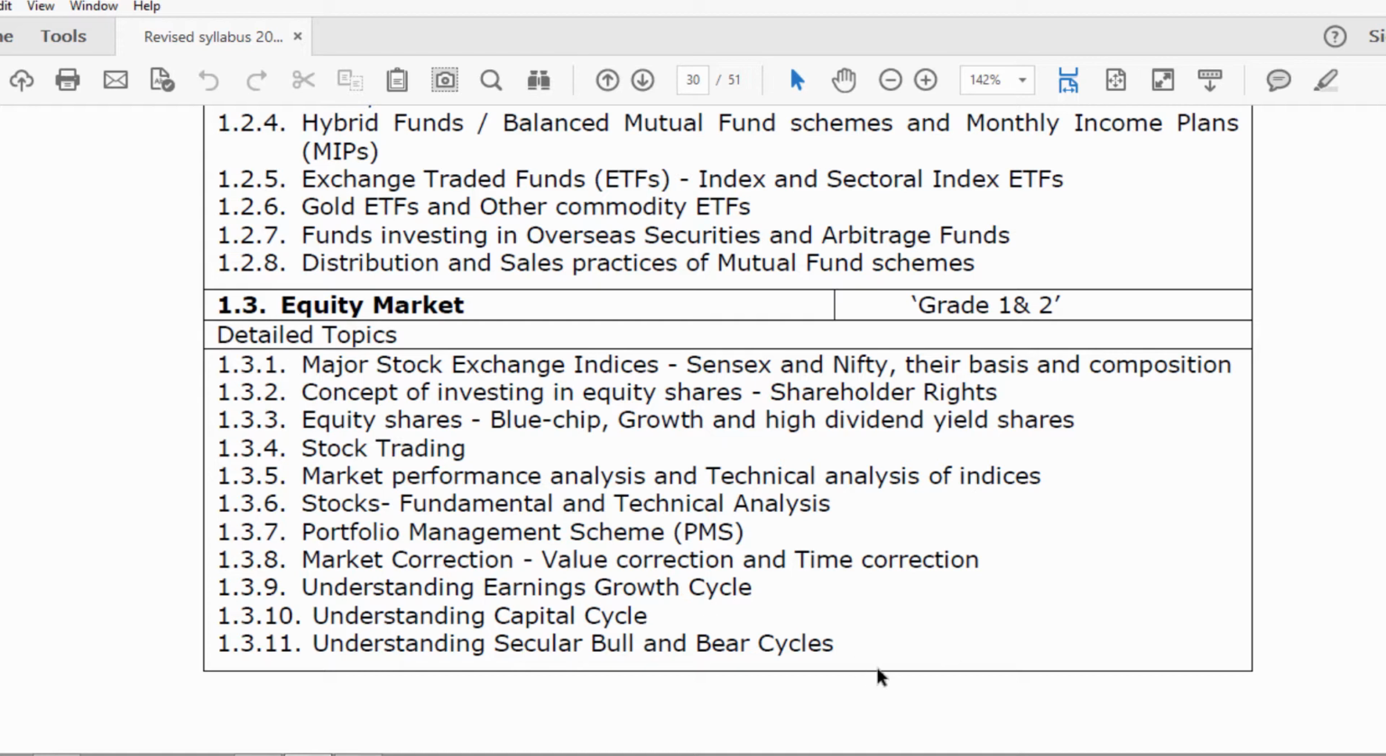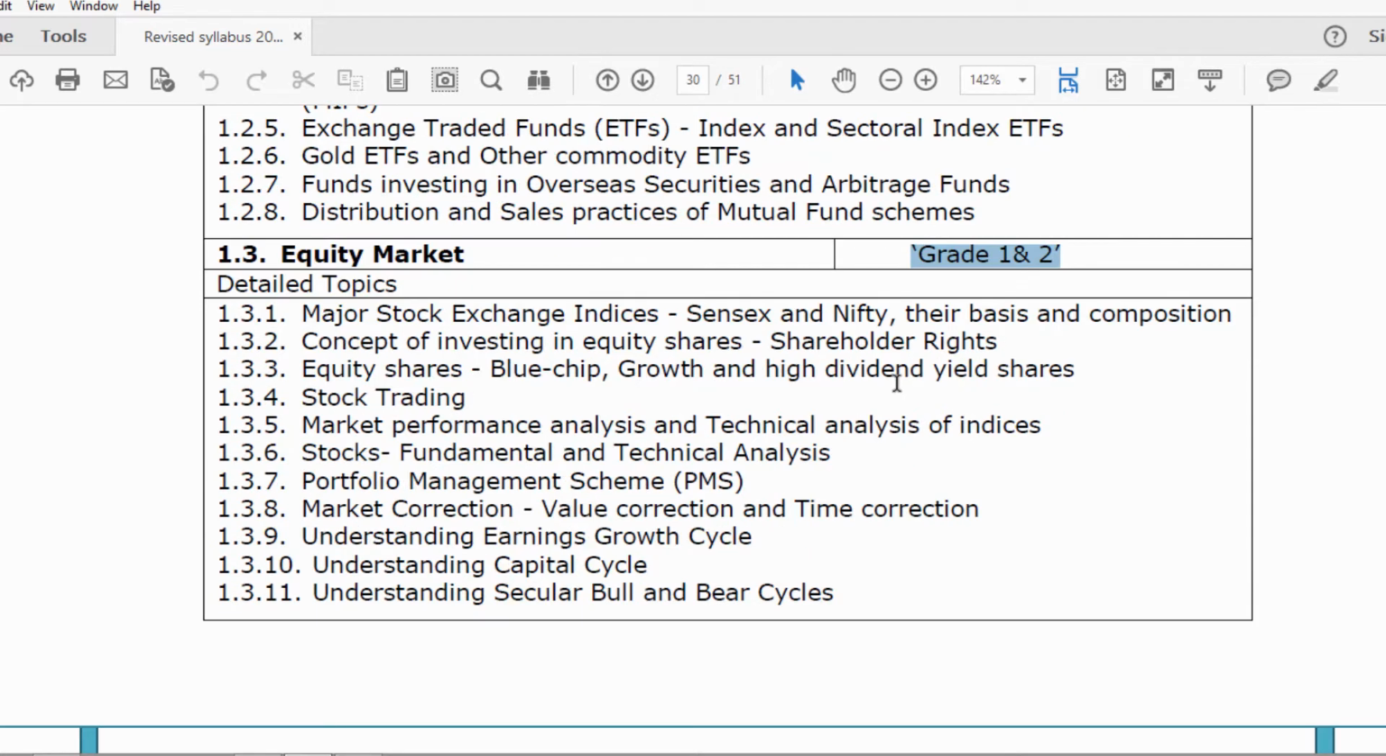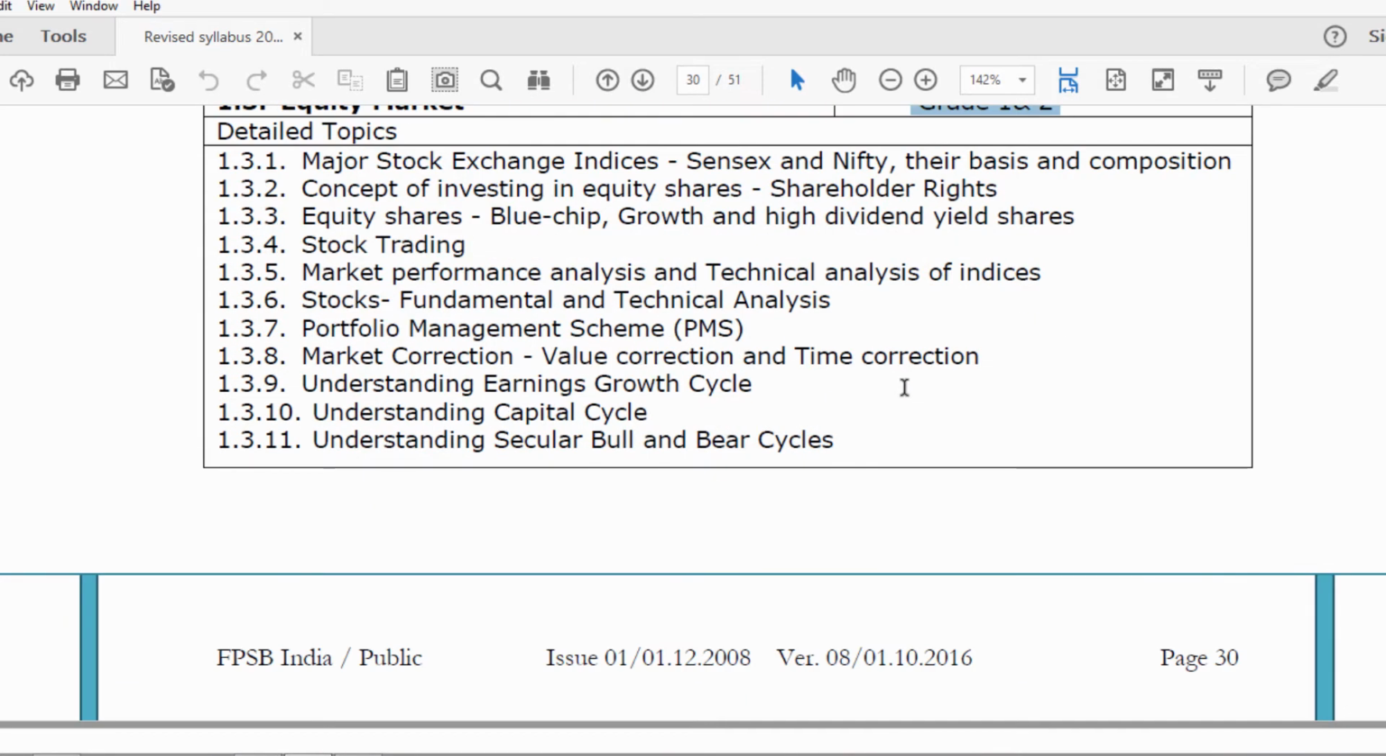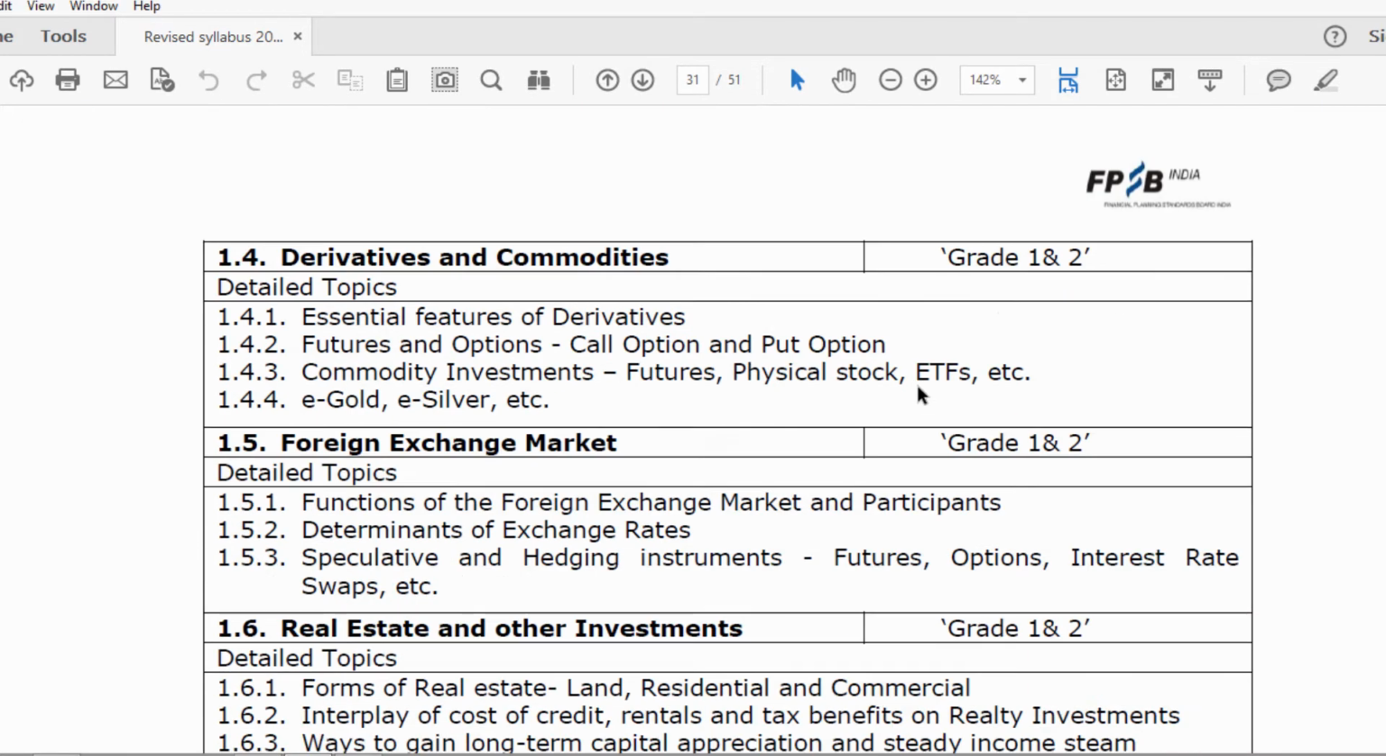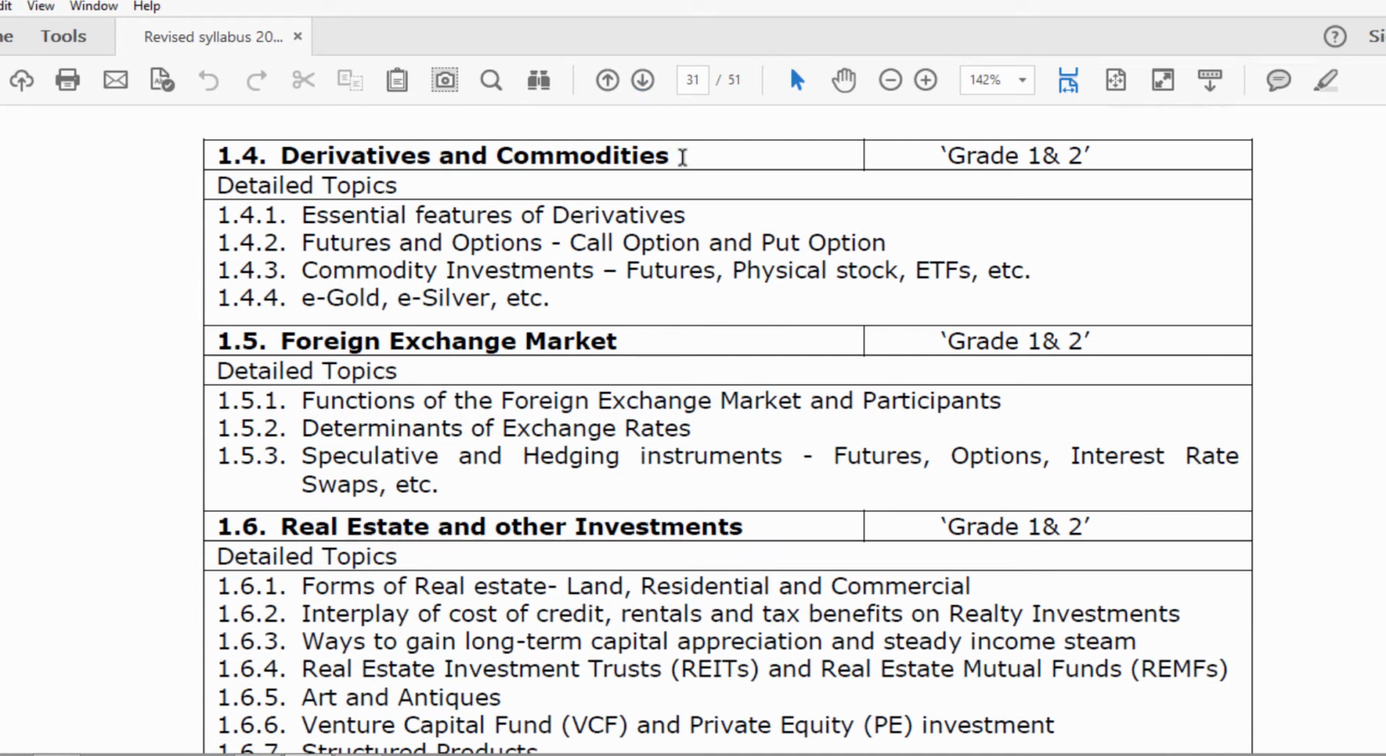This is a very detailed understanding, and you have to go through Google a lot, because you will be understanding what is a secular bull trend, what are secular bear cycles, then understanding market cycles, so many things. So there is a lot of practicality here, but yes, we should also understand the marks suggested. It is 1 marker and 2 marker, so don't get into extreme details, but you should know it. That's what I expect. Further, derivatives and commodities.